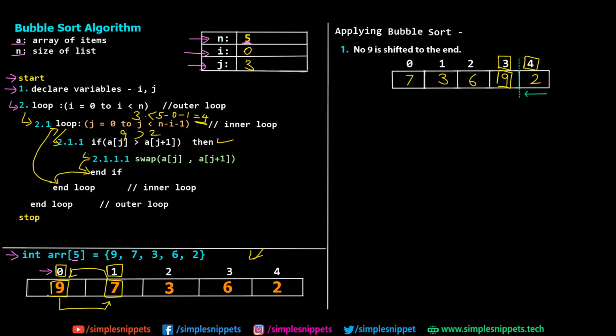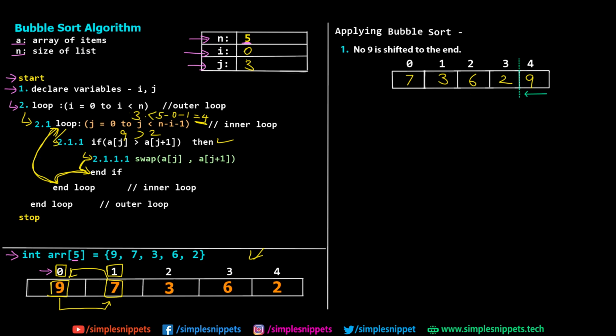So then we will do the swapping again. So now 9 will be kept over here, swapped over here, and 2 will come at this place. So let's do that swapping. So that swapping is done. We will do end if, we will come at end of the loop. Then we will go again to the start of the loop, of the inner loop.